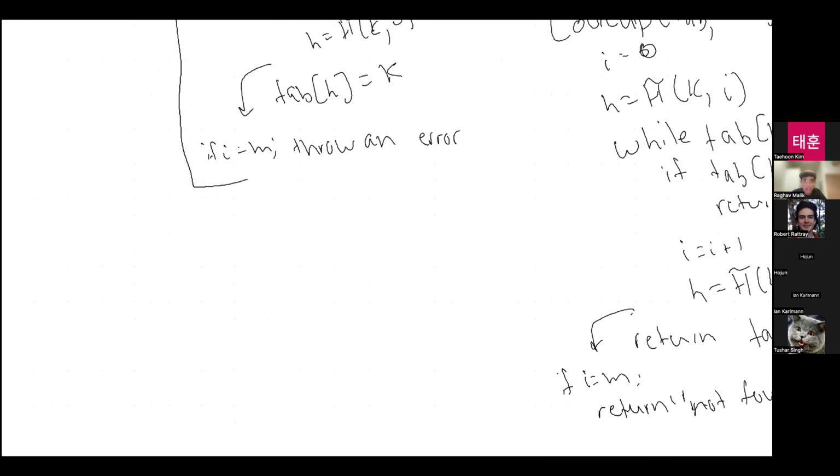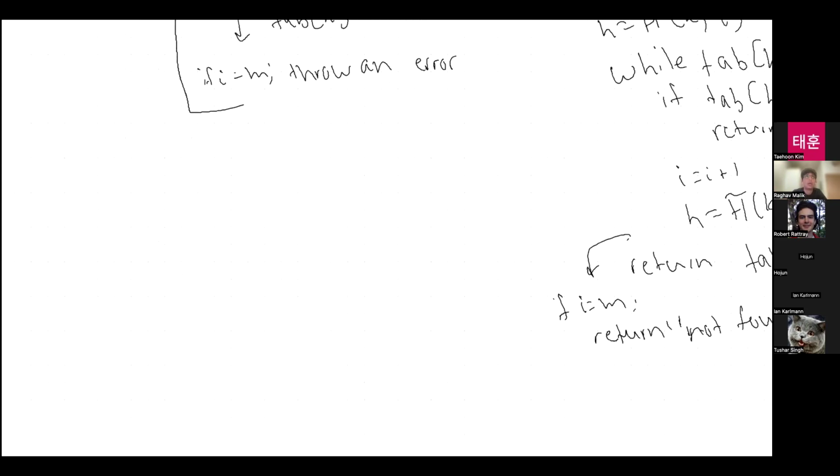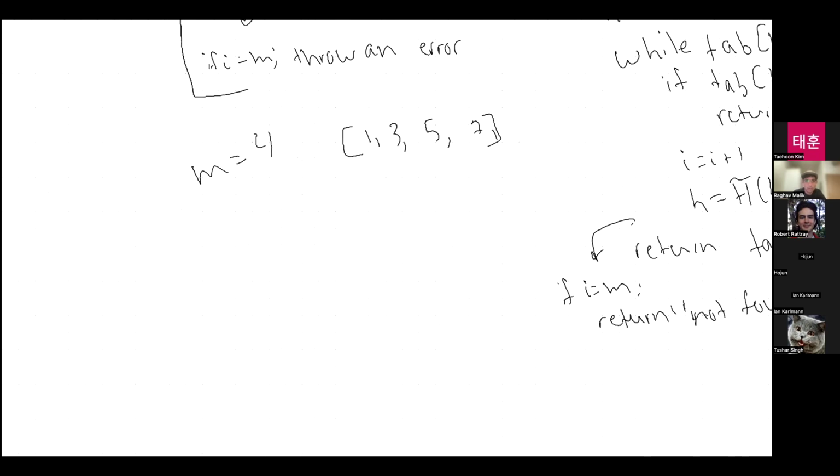But what happens if, let's say, we've got m equals 4, and I want to insert 1, 3, 5, 7. That good? I'm going to insert 1, 3, 5, 7, right? Four keys, four slots. This should be fine. I should be able to put them all into the table, right? H of K is just K mod 4.